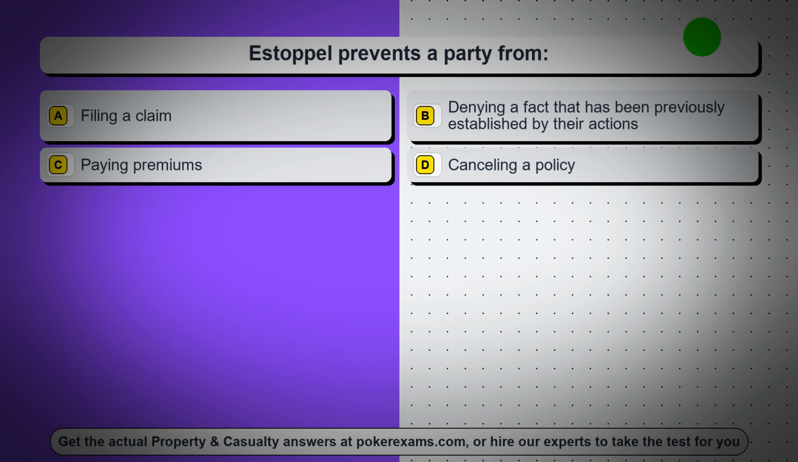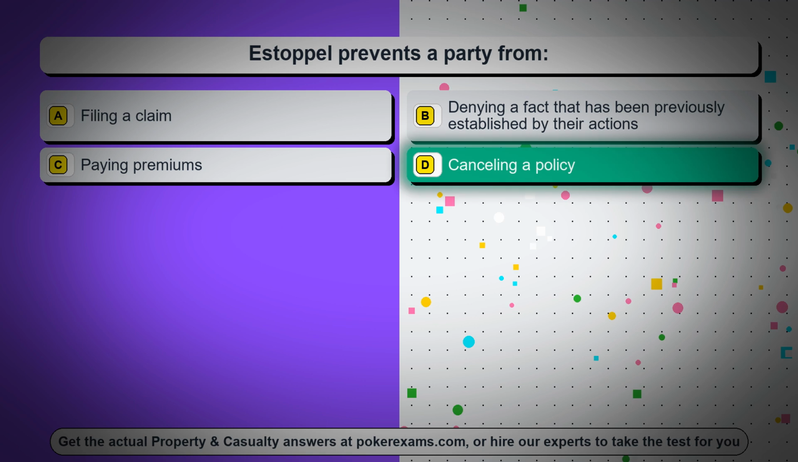Question 54. Estoppel prevents a party from, option A, filing a claim. Option B, denying a fact that has been previously established by their actions. Option C, paying premiums. Option D, canceling a policy. The correct answer is option D, canceling a policy.